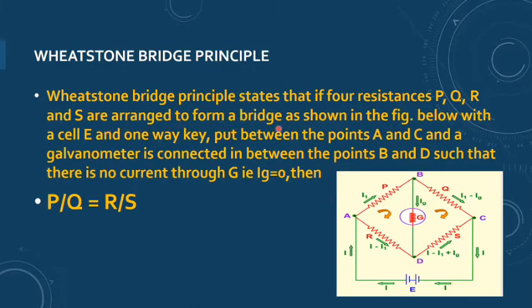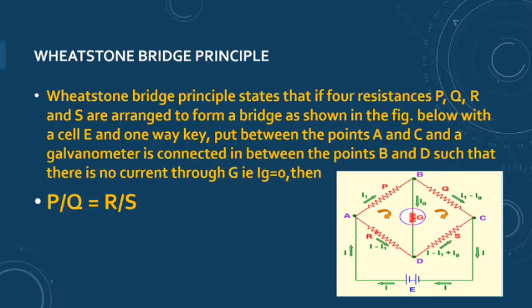It states that if four resistances P, Q, R and S are arranged to form a bridge with a cell E kept between A and C, and of course BD, which is known as the galvanometer arm, with the galvanometer connected across the B and D terminals such that no current flows through the galvanometer, then only we say P upon Q equals R upon S.